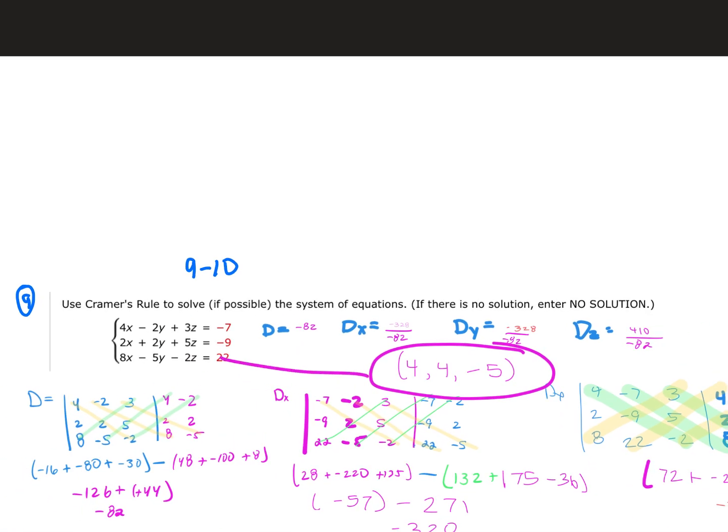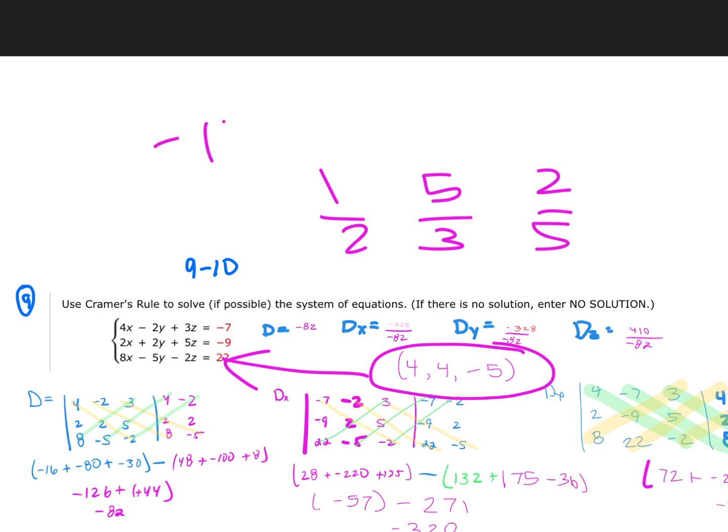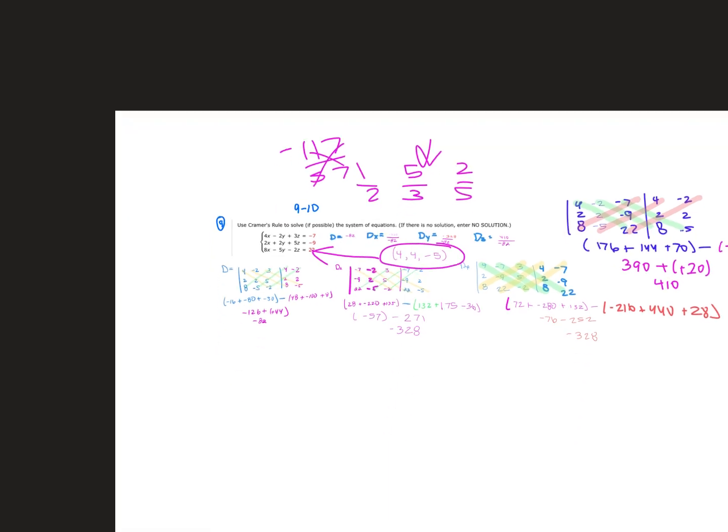You could take this and plug it into all 3 equations, and it will satisfy all 3. You might get a fraction. 1/2 is an okay fraction. 5/3 is an okay fraction. 2/5 is an okay fraction. But if you end up with something like -117/57, that's not okay. It'll be something that's very, very manageable. Most of the time it's a terminating decimal. Not always. This is not terminating because it's a 3 underneath, so it's going to give you a repeating decimal. But for the most part, it's going to be a very manageable fraction.